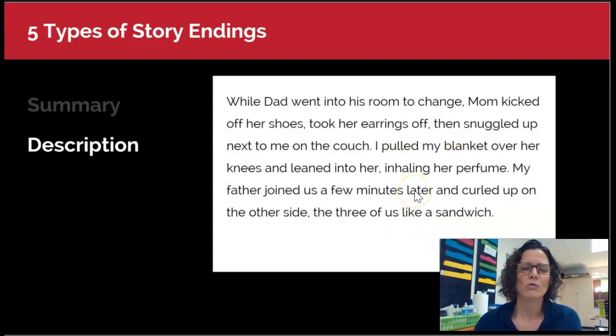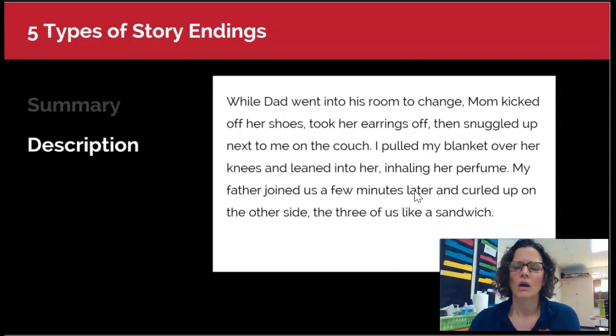While Dad went into his room to change, Mom kicked off her shoes, took her earrings off, and snuggled up next to me on the couch. I pulled my blanket over her knee and leaned into her, inhaling her perfume. My father joined us a few minutes later and curled up on the other side, the 3 of us like a sandwich.